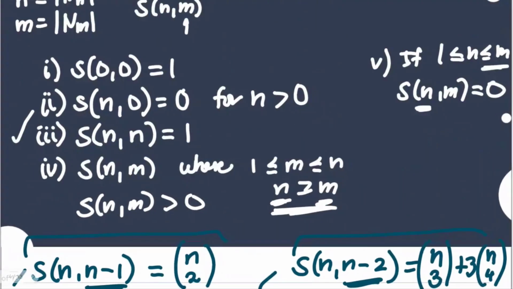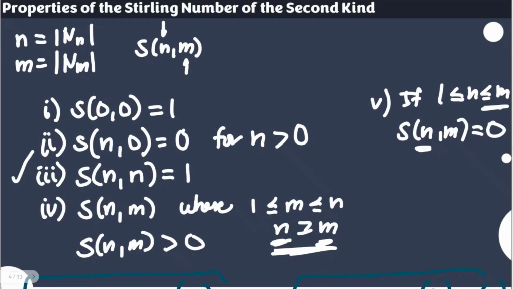These are the properties for the Stirling number of the second kind, which may be applicable in distributing a number of ways of distributing n distinct objects into m identical boxes, such that none of those boxes is empty.